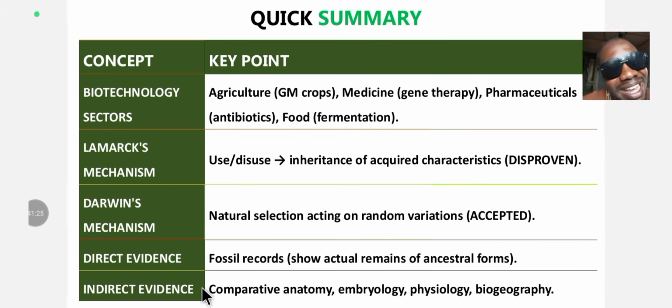But indirect evidence is not directly related. It has a relation to these theories, but it's not fully connected. You have key points such as comparative anatomy, embryology, physiology, biogeography, and so on and so forth. Those are indirect evidence of Lamarck's and Darwin's theories.